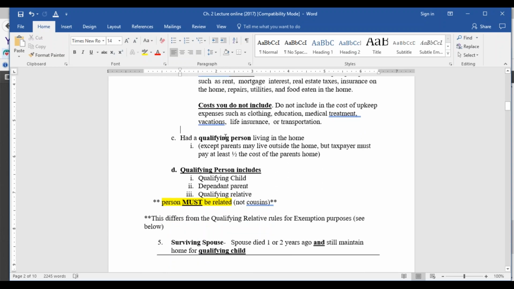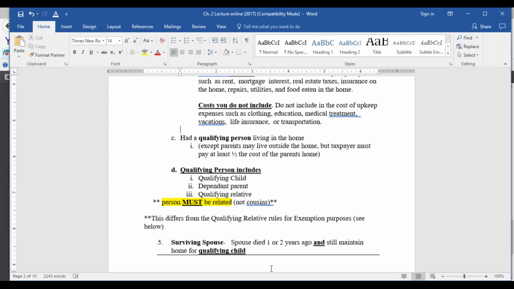And so notice here I put qualifying person. The qualifying person has to be a relative. It cannot just be a roommate from college that lives with you. You cannot claim head of household just because you claim your roommate as a dependent, and therefore you want to claim head of household. It doesn't work like that.